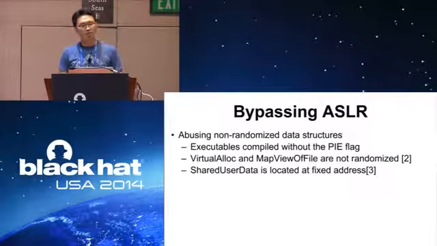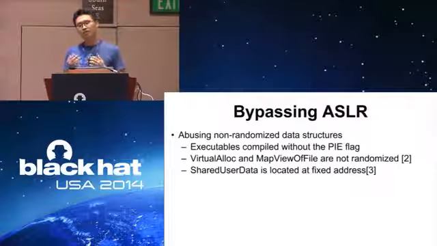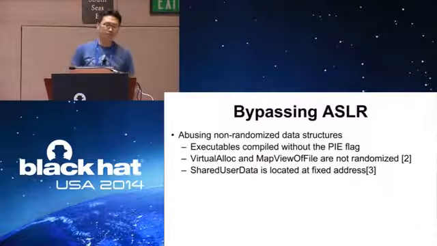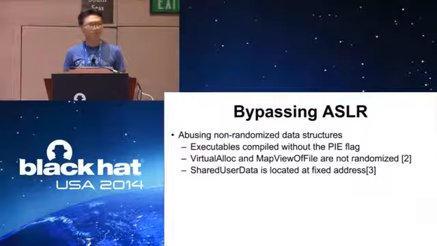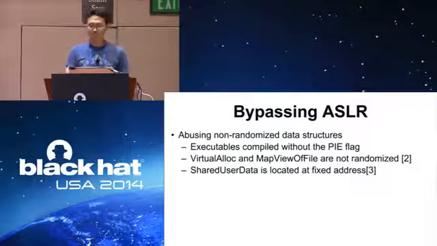The other one is about VirtualAlloc or MapViewOfFile. Since there were some implementation issues on Microsoft Windows, these were not really randomized. So if you know the address of these, that address is always static, and you can take advantage of it. There was also another data structure called shared user data, which was also located at a fixed address. What I mean is that if a data structure or function is not randomized, then you can just use that address.